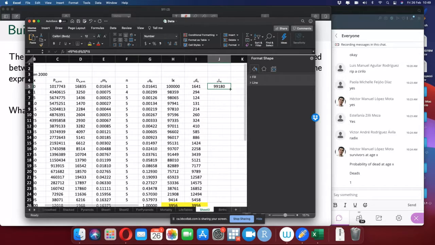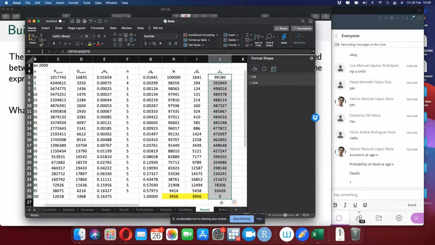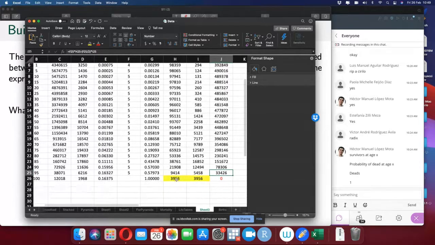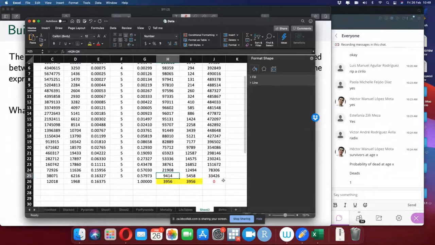Since I have everything there is fine, I think I can double click here, and we reach another problem at the bottom of our life table. Before going here, just remember, somebody was asking me what is the meaning of this. Let's pay attention to the 95 to 99 age group. I have 9,414 survivors in this age group, and the person years that they are living is 33,426. So this is the contribution of all of them.